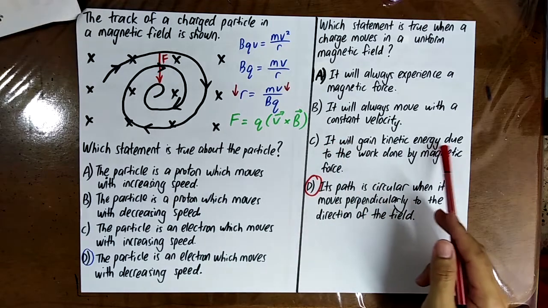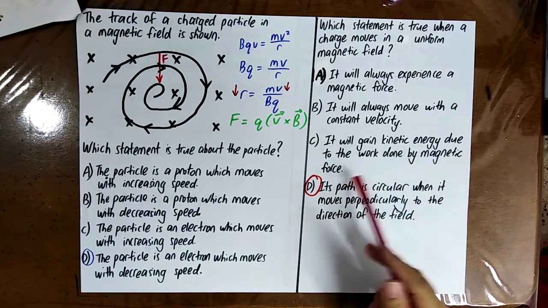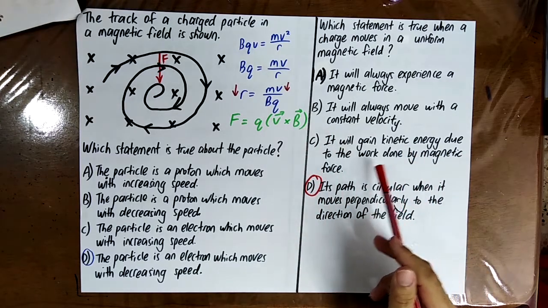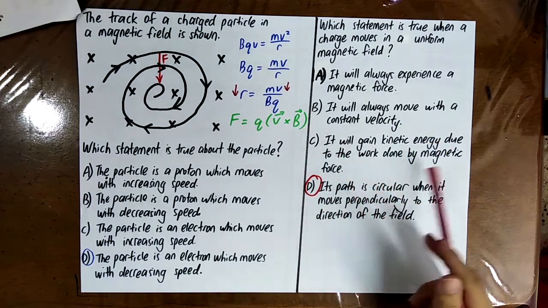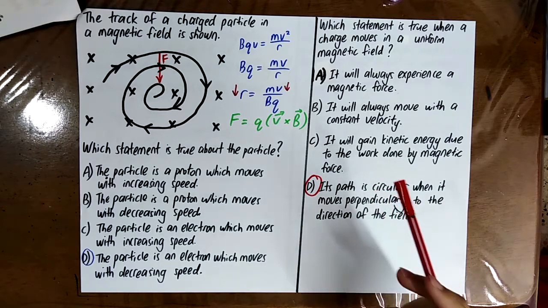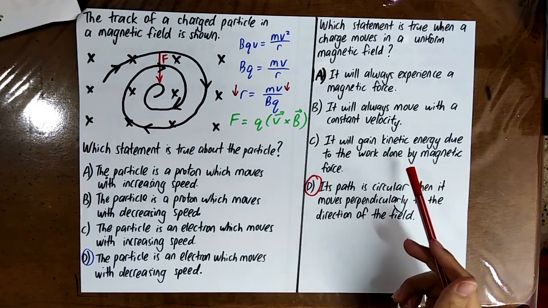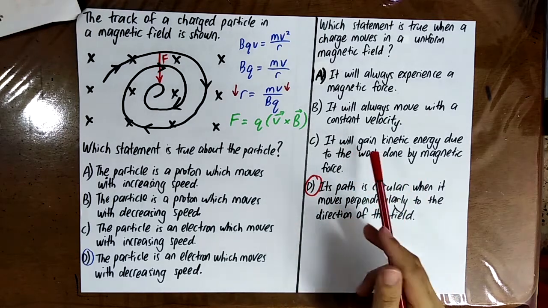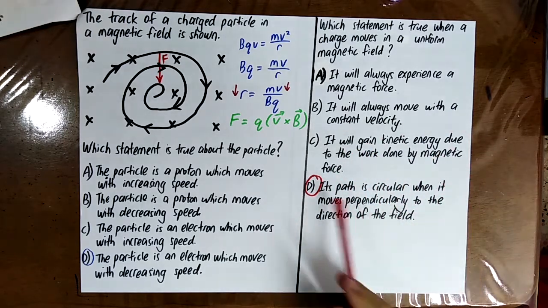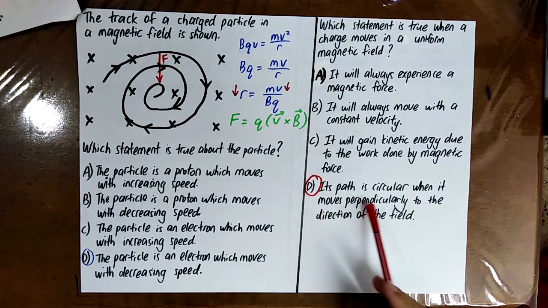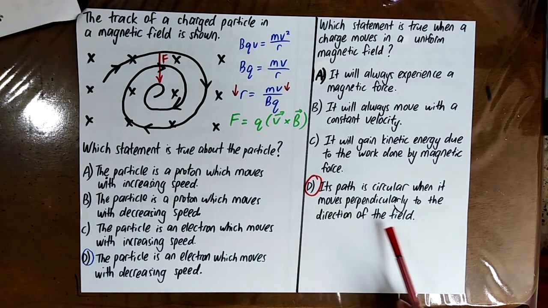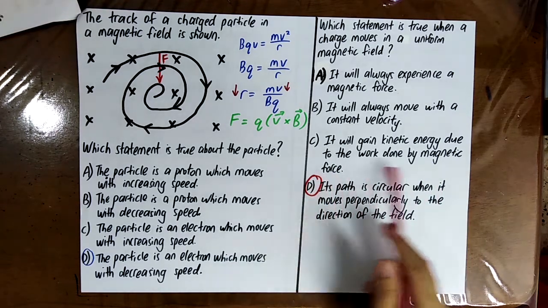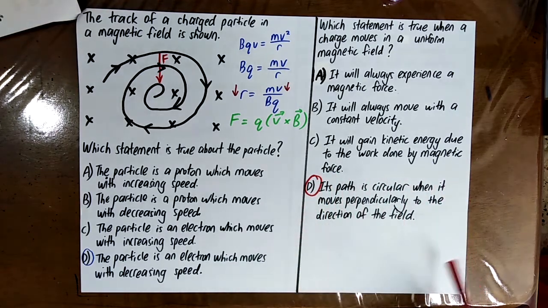It will gain kinetic energy due to the work done by the magnetic force? No. We just now know that the magnetic force that acts on the charged particle will never do any work on the charged particle, and therefore the charged particle can never be accelerated by the magnetic field. Its path is circular when it moves perpendicularly to the direction of the field? Yes, because the magnetic force will provide the centripetal force.